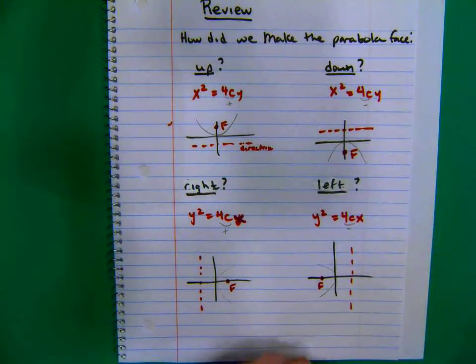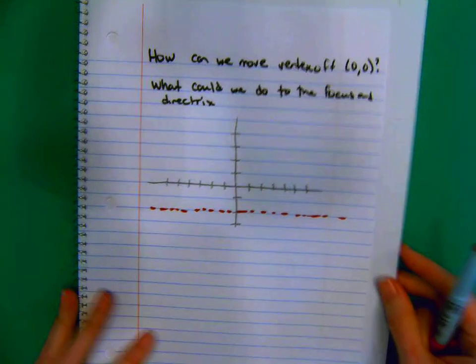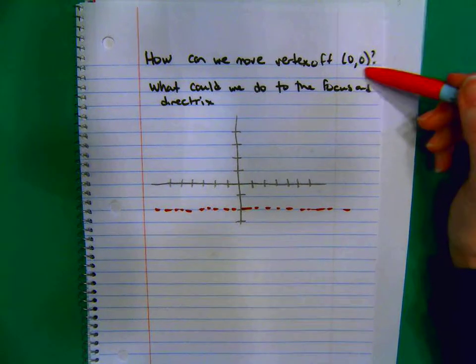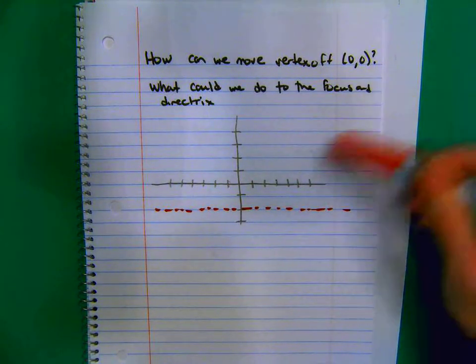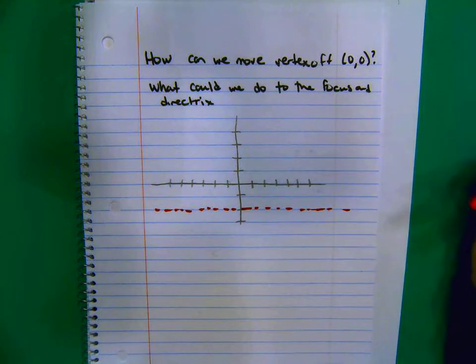We definitely know that there is, because we've seen lots of parabolas like that, right? And so the question is then, how could we move the vertex off 0, 0? How could we translate it somewhere else? So what could we do to the focus and directrix? So here's how I would start.